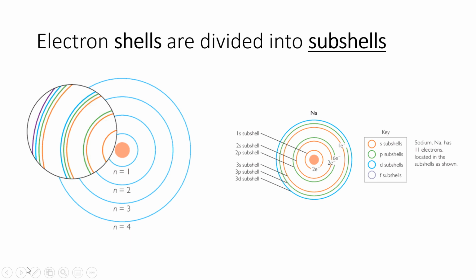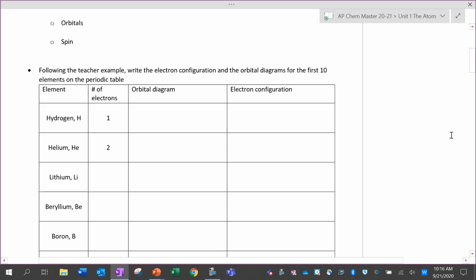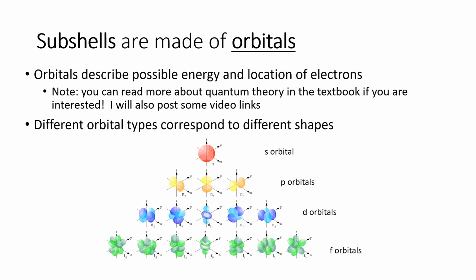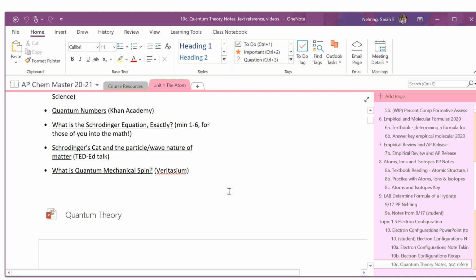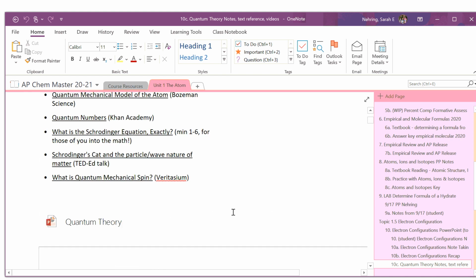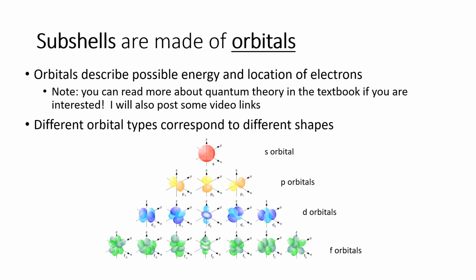We can go even further and say, well, what are subshells made of? Subshells are made of orbitals, and orbitals describe the possible energy and location of electrons. If you are interested in looking into this more, in your OneNote you can look on page 10C. It has some pages that have to do with quantum theory. There's text references, there's videos, so there's stuff you can look at in your OneNote. But we're not going to go over it in detail in class because we're not really tested on this in detail in the AP exam. So for right now, we're just going to say there's these things called orbitals.